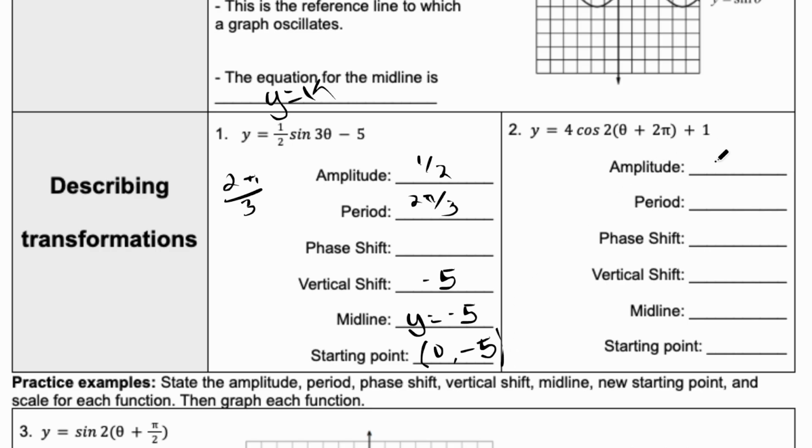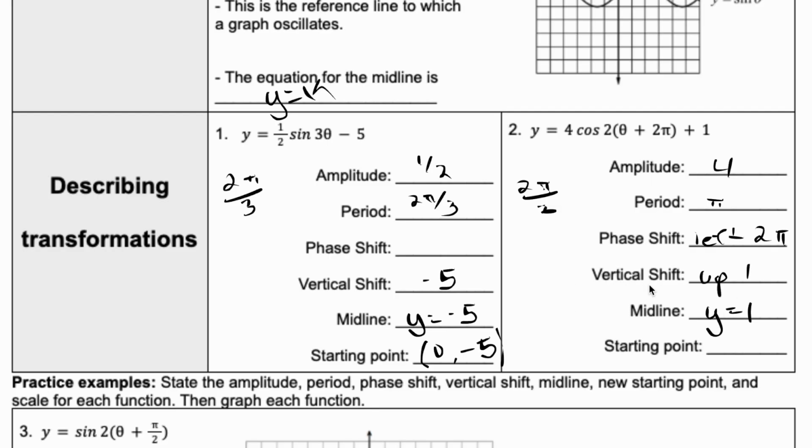Let's just do this real quick. Amplitude is our a value, 4. Period, notice how they factored it out for us, so that's nice. We have 2 pi over 2. That's just going to give us pi. Phase shift, we are going to be shifting left, right, because we're adding 2 pi, left 2 pi. Vertical shift, sorry about that. We're going to be shifting up 1, which is our k value. And our midline is going to be our k value, so it's just going to be y equals 1.